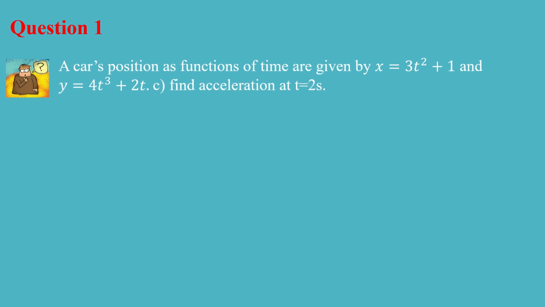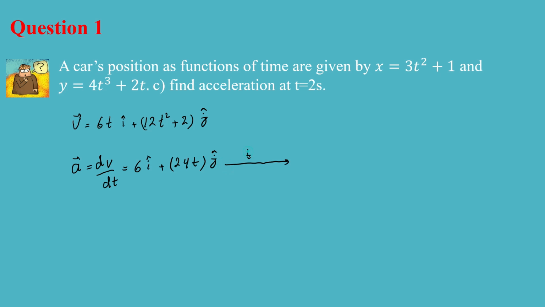Now let's look at part C. So here I need to find the acceleration. Acceleration is the derivative of velocity, right? And we already found the velocity from the previous part. Velocity was 6t in i plus 12t squared plus 2 in j, right? So if I take the derivative of this, then I can write down the acceleration. So my acceleration a is going to be dv over dt. So it's going to be 6i plus 24t in j, right?